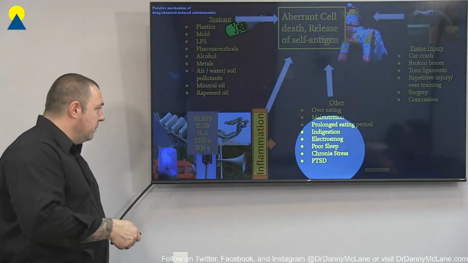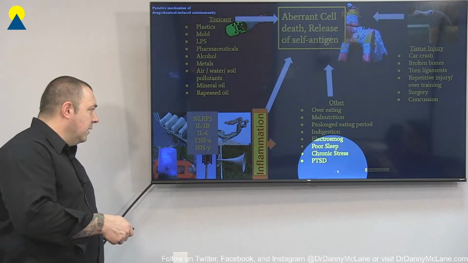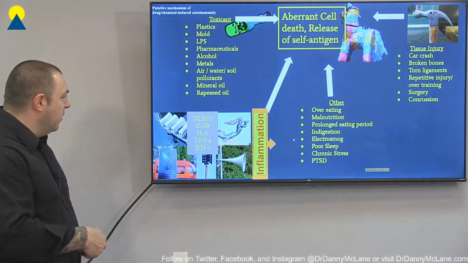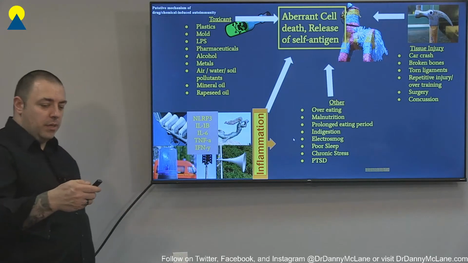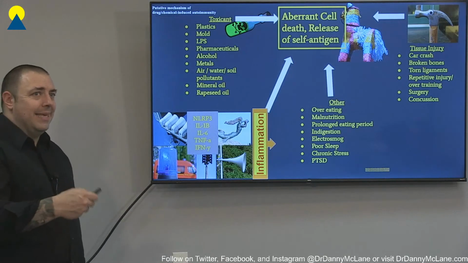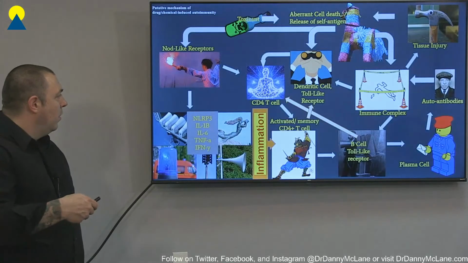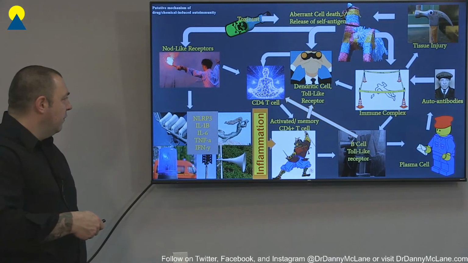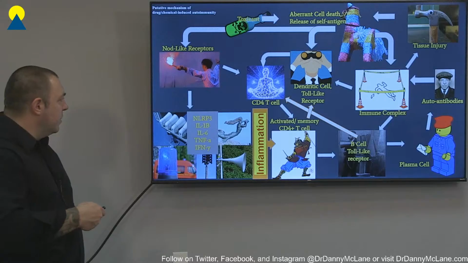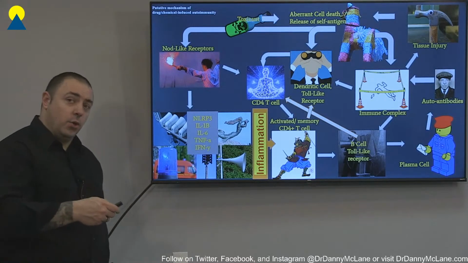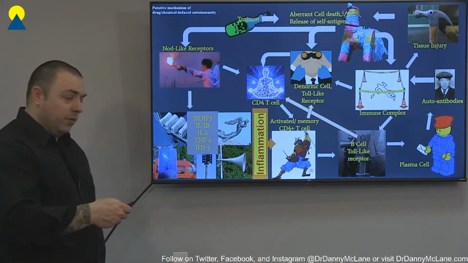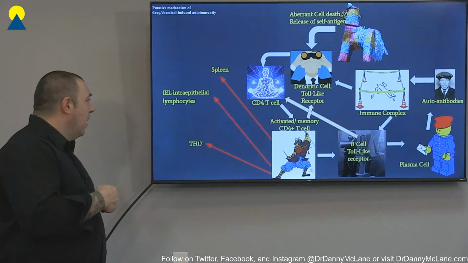So these are some psychological issues. These cause chemical cascades and inflammation throughout the body, and that can cause your cells to break down, and they release the self-antigen. The self-antigen is the thing that tells your immune system to go out and start attacking things. The problem is it's trying to attack things that are you. Stop hitting yourself.